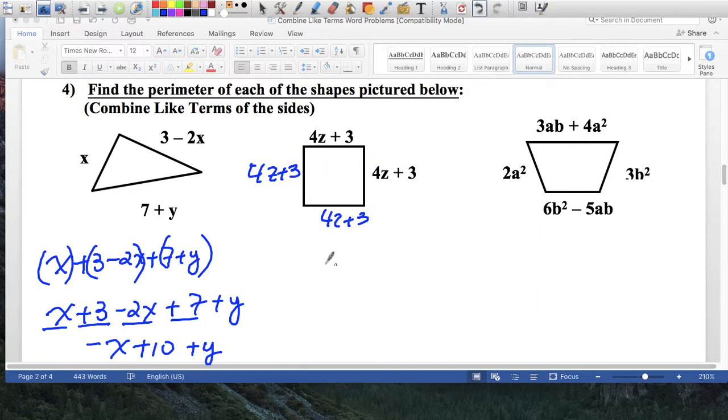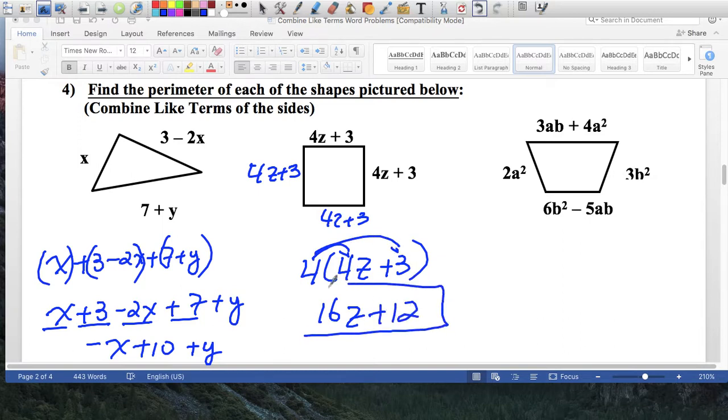Now, remember, we're adding all those sides, so you can do it two ways. You can add 4z plus 3 plus 4z plus 3 plus 4z plus 3 plus 4z plus 3, or you can take a shortcut here. Write this 4 times that particular side. If you apply the distributive property, you get 4 times 4z, which is 16z, and 4 times 3, which is 12. So the perimeter of that particular square is 16z plus 12.